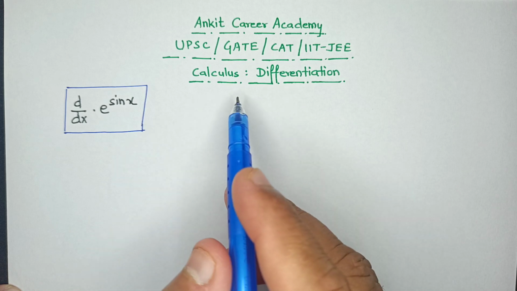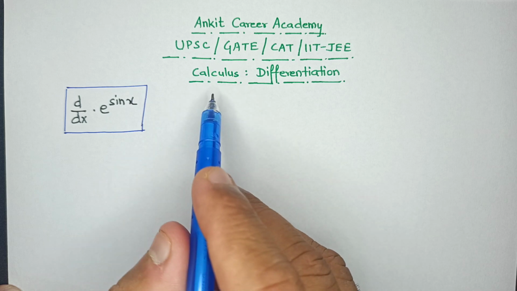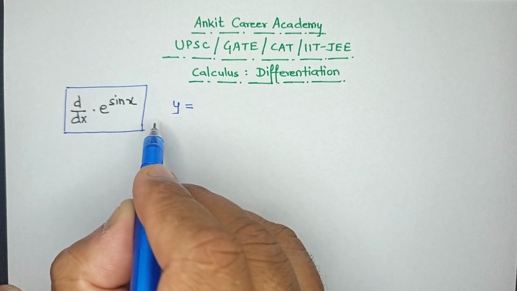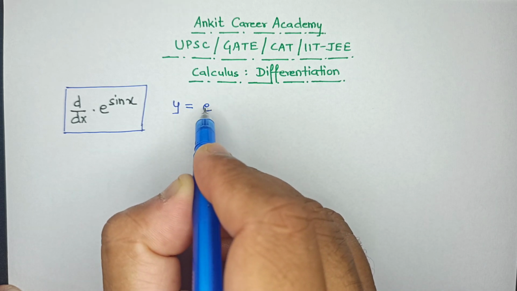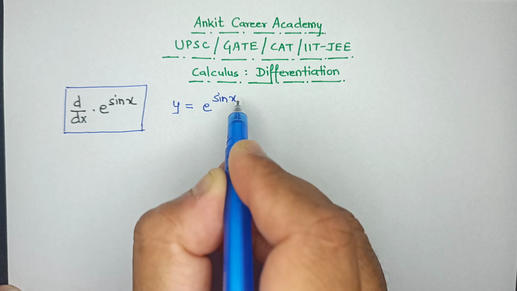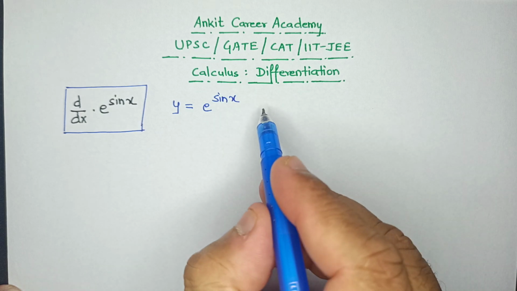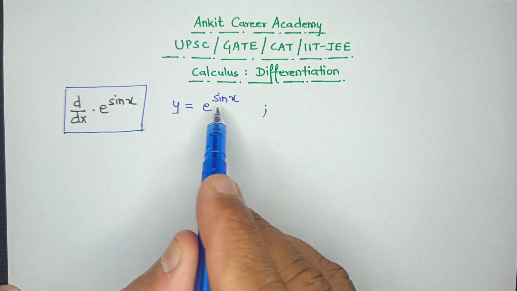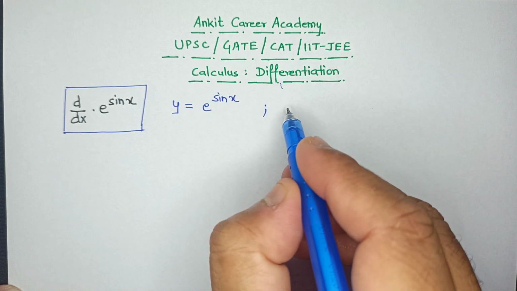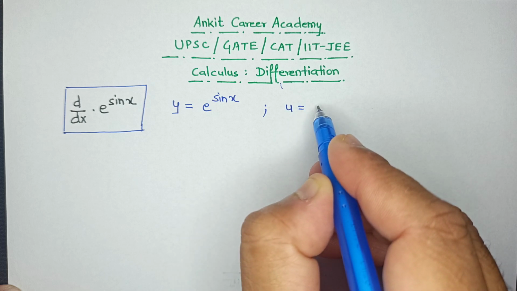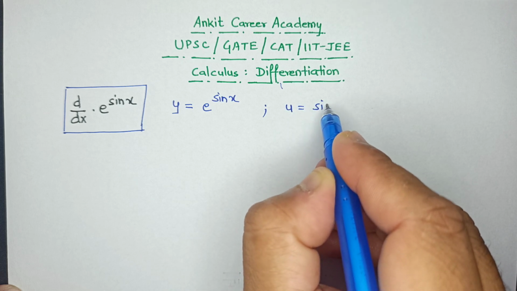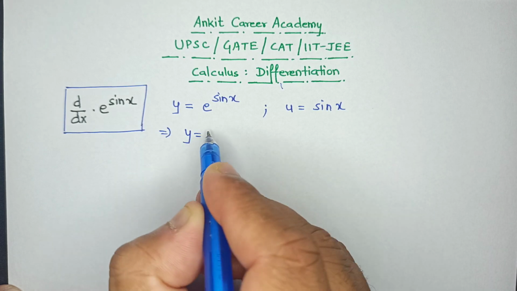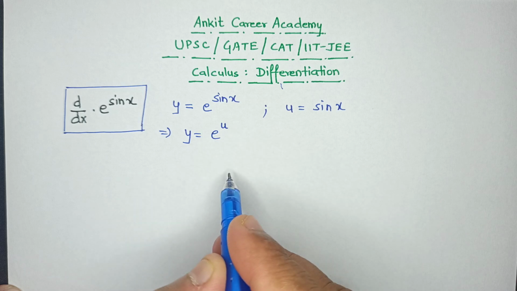Now the very first step related to any question of calculus, be it integration or differentiation, is to assign a variable to the function. So let us say that the value of y is equal to e raised to the power sin x. Now the second step is to reassign the remaining function, for example sin x in this case, by another variable. So the value of u comes out to be sin x. So that means the new value of y would be e raised to the power of u.